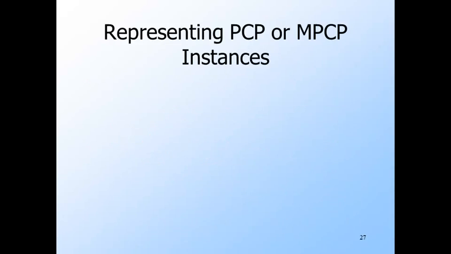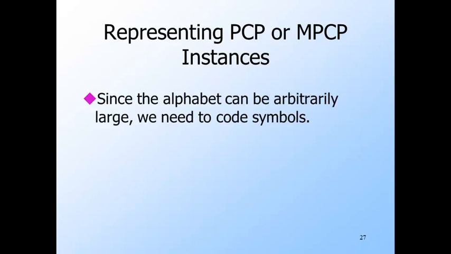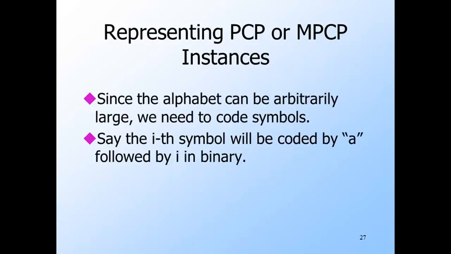Before we can talk about reductions, we need to express PCP and MPCP as languages. The instances of these problems can have any alphabet. So it is not immediately obvious how to express the set of all PCP instances that have a solution. Again, the problem is that there is no finite alphabet for this set, and languages just need a finite alphabet. So we need to code symbols in a finite alphabet. We'll represent the ith symbol of an alphabet by the symbol A followed by i in binary. Thus we only need 3 symbols to represent any number of symbols. The order of symbols of the alphabet is not important.